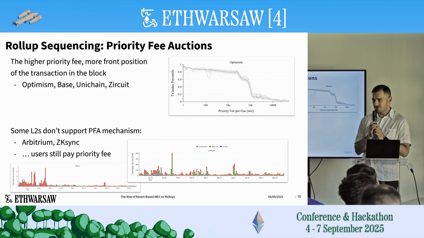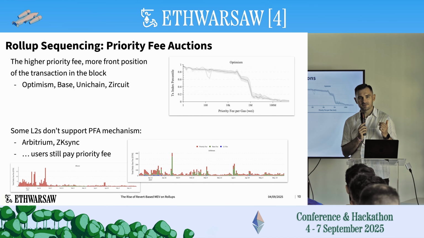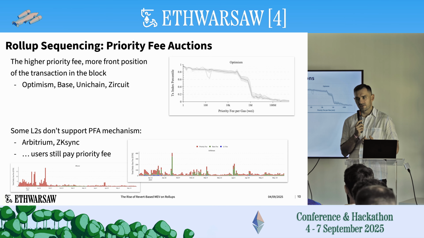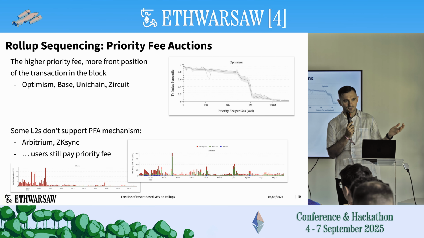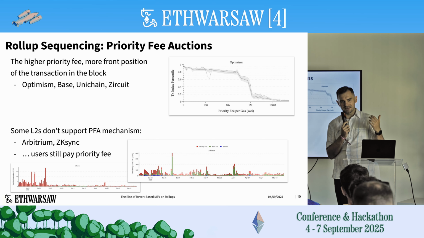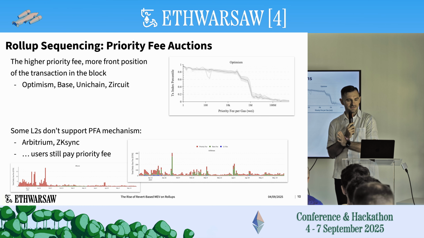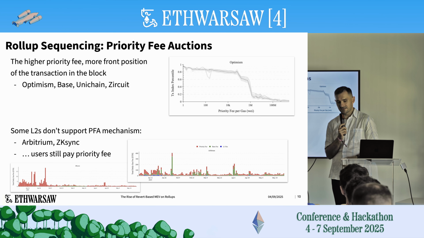Then another approach that you can take is to play with the priority fee. Generally on EVM chains, there is something like a priority fee, and every user can decide whether their transaction is paying a priority fee or not. The higher the priority fee you pay, the closer your transaction should be to the beginning of the block. If you don't pay it, it should be at the end. And a lot of chains actually support such priority fee auctions, but not all of them.